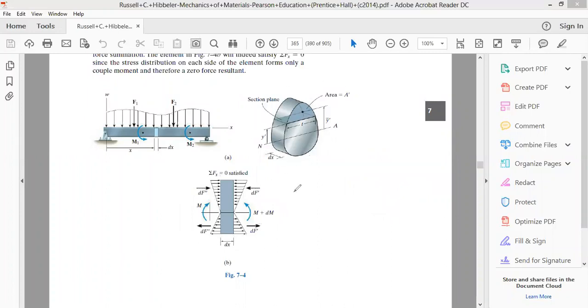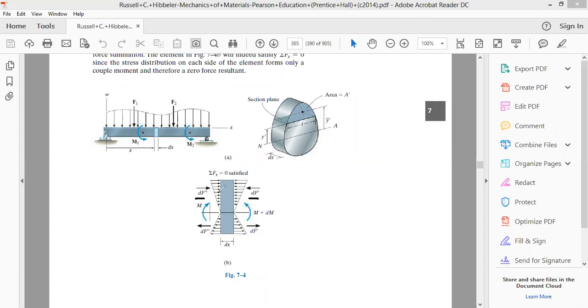We have extracted this section out and done the force balance using the flexural formula. The force on the top portion on the left hand side is distributed like this. The force on the right hand portion above the neutral axis is distributed like this. If this area is symmetric above the neutral axis, then the force here is dF, written as dF double prime, and the force here is dF prime, because the moment on the left hand side is different than the moment on the right hand side. Therefore, the force on the right hand and left hand side will be different.